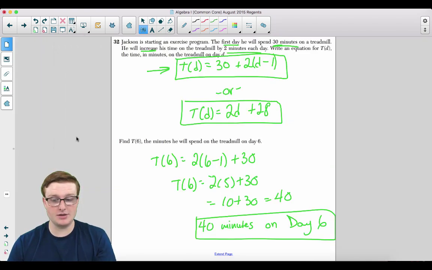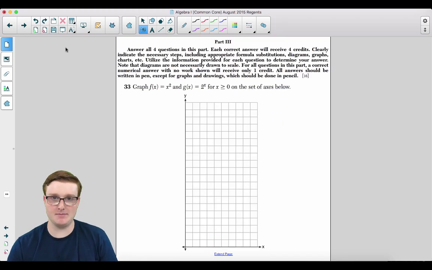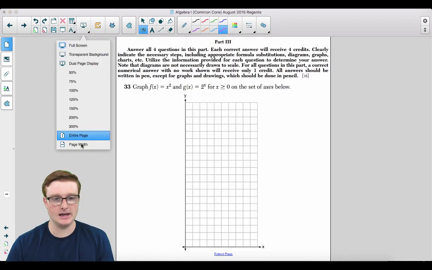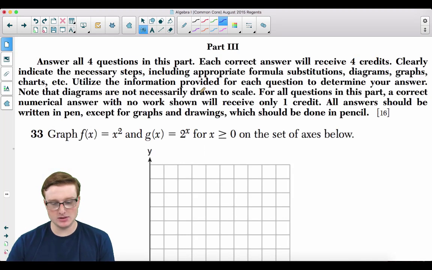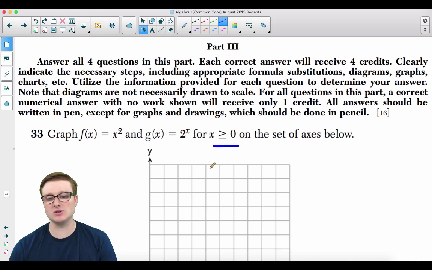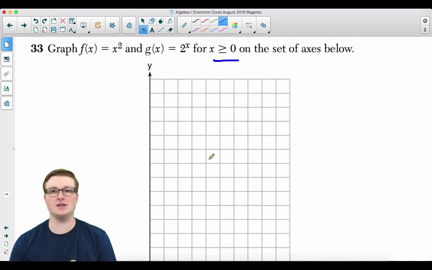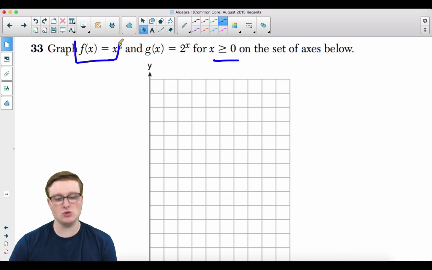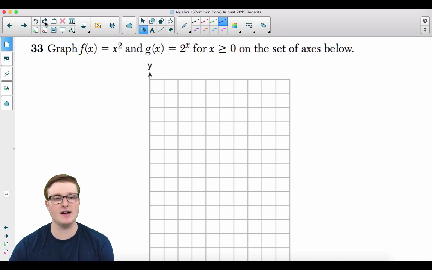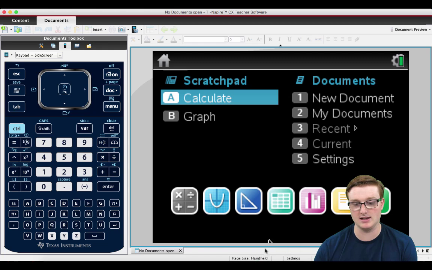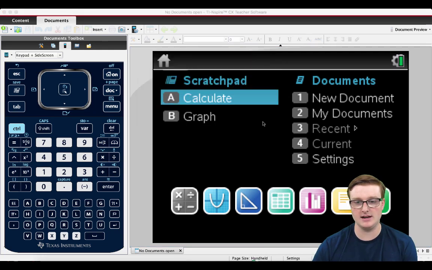We are all done with the part 2s. Now we're going to move on to the part 3s, and they are a little bit more in depth. Okay. Graph f of x equals x squared and g of x equals 2 raised to the x for x is greater than or equal to 0 on the set of axes below. So I am not going to graph these on the calculator. It is your job to graph these yourself. Actually, you know what? Forget it. I should graph it just because I know that there's going to be a follow-up question that asks me about something. So I'm going to do that right now.